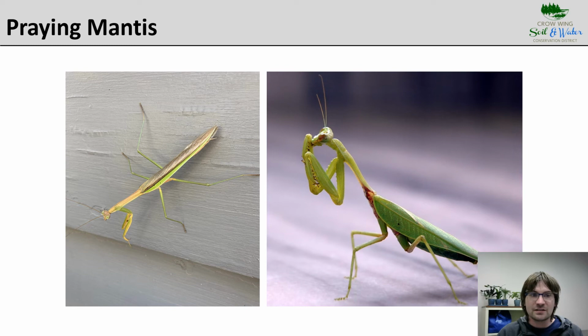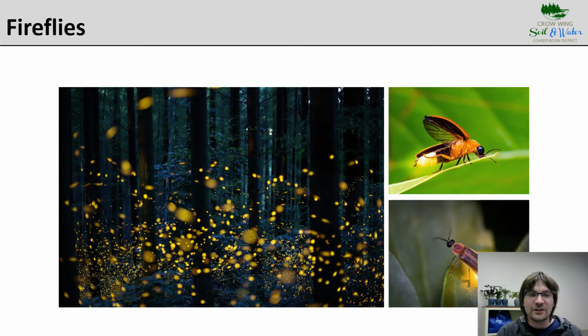There are about 1,800 species of praying mantises around the world, with 12 of those in Minnesota. Praying mantises are carnivores, eating mainly insects such as grasshoppers. This is why many gardeners and farmers welcome them, because the insects they eat are often the pests hurting their crops. Fireflies are another fun Minnesotan bug.